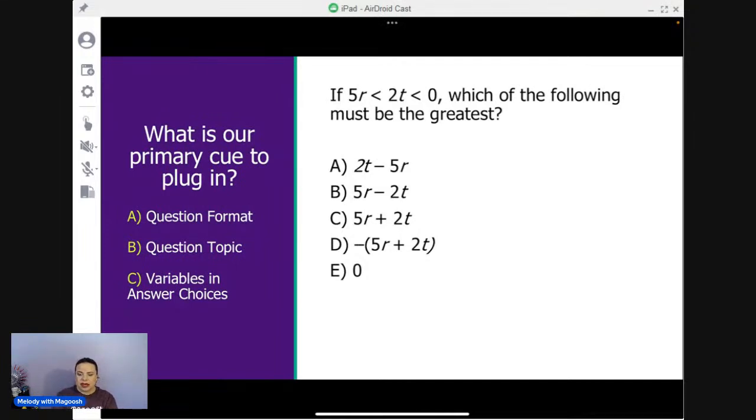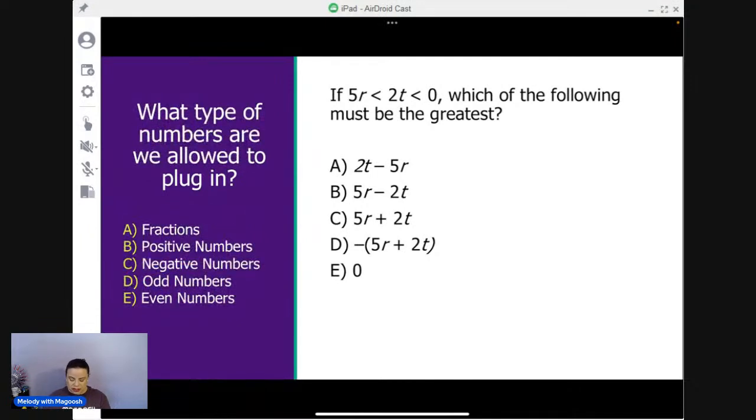How do we know we can plug in variables in the answer choices? How are we going to pick smart numbers this time? There aren't any stated restrictions in the problem, but we do have some rules we have to follow. Think about it for a second. What type of numbers do you think we could plug in for r and t?